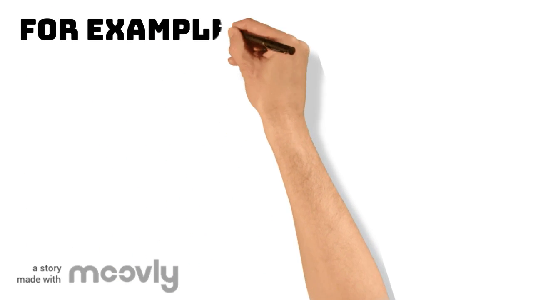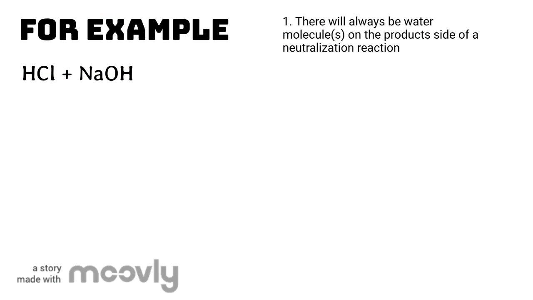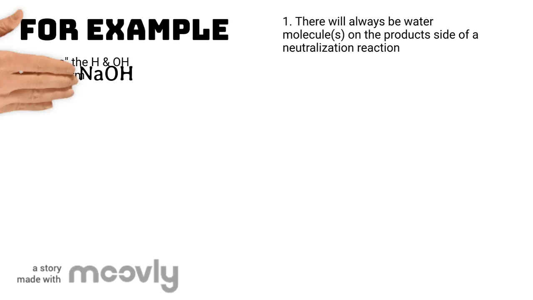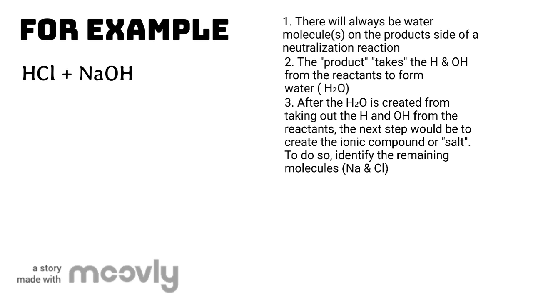Let's do an example. HCl plus NaOH. Step 1. There will always be water molecules on the product side of a neutralization reaction. Step 2. The product takes the hydrogen and the OH from the reactants to form water, H2O. Step 3. After the H2O is created from taking out the hydrogen and the OH from the reactants, the next step is to create the ionic compound.